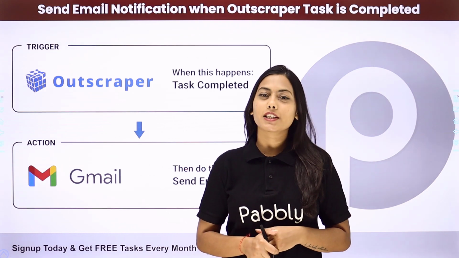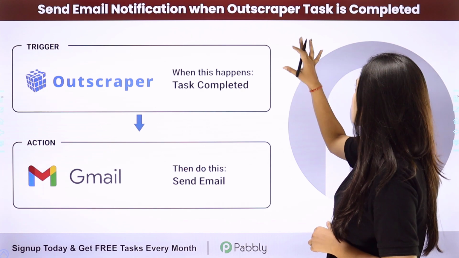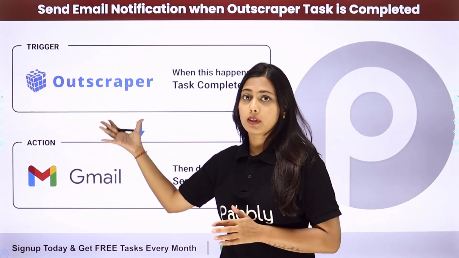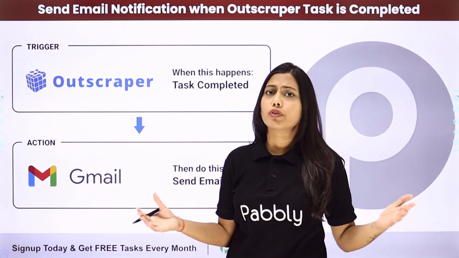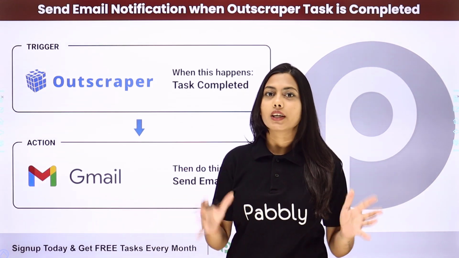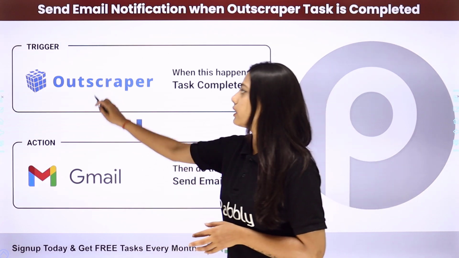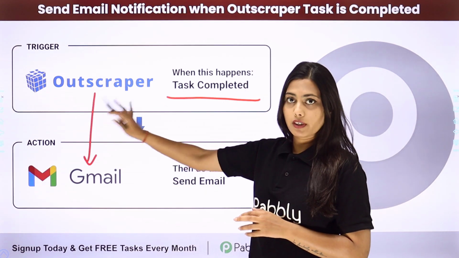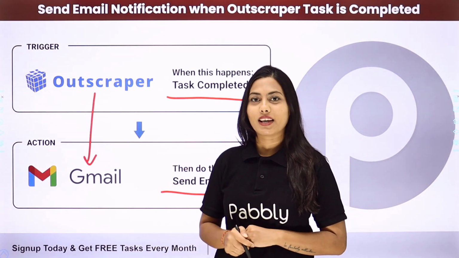Hello everyone, in this video we are going to learn how to send an email notification when an Outscraper task is completed. Whenever a task is completed in Outscraper and the data is scraped, you may want to send an email notification to a team member that the scraping task is complete. In this automation, which we will create using Pabbly Connect, we will integrate two applications: our trigger will be the task completed in Outscraper, and our action will be to send an email via Gmail. Let us learn how to do that.